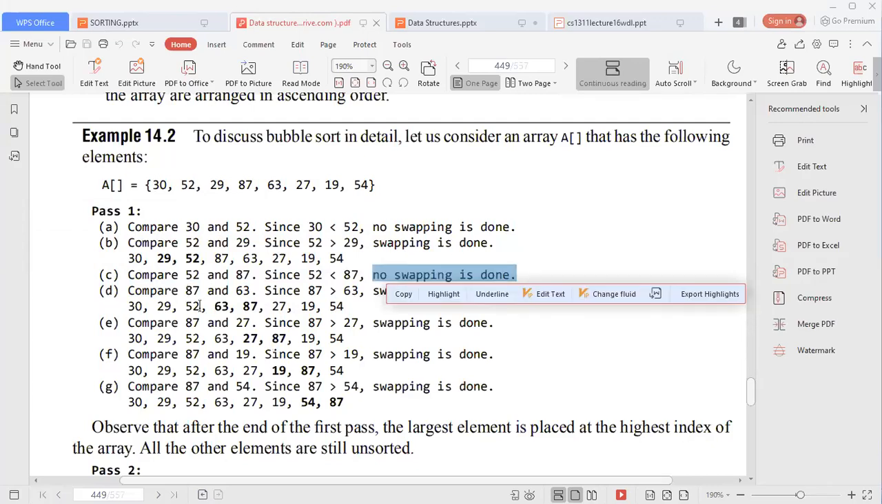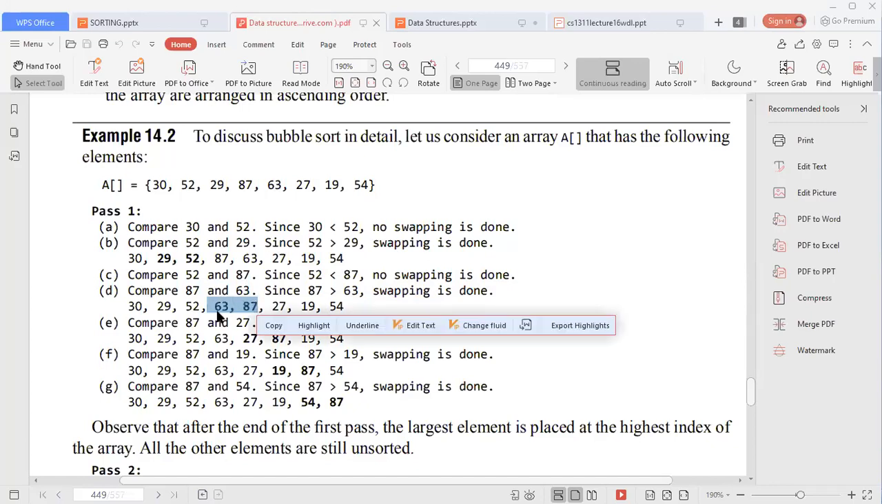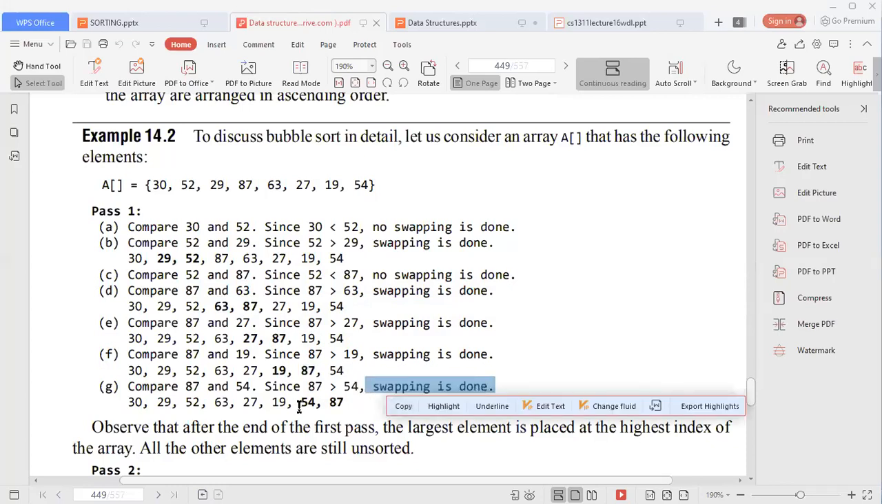No swapping is done. Then next compare 87 and 63. Do we need swapping? Yes, sir. This is the new position. 63 and 87 are swapped. Then 87 is compared with 27. Do we need swapping? Yes, sir. Swap. So 27 swapped and 87 in its new position. Then 87 compared with 19. 87 is bigger, so swapping is done. So 87 came here and 87 compared with 54. Swapping is to be done. So 87 came into the last position.